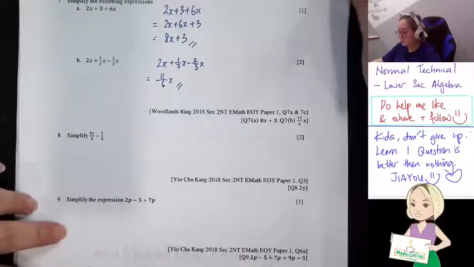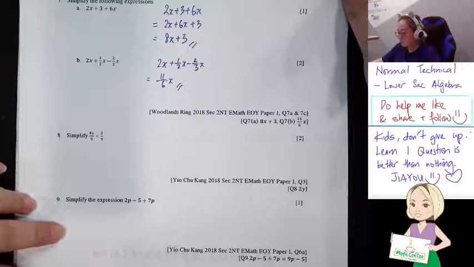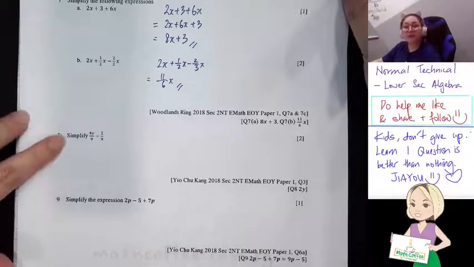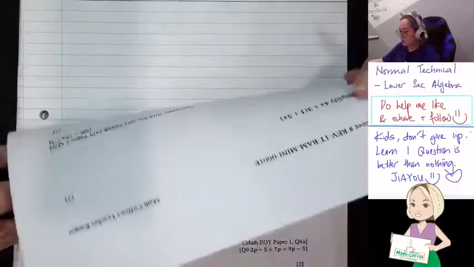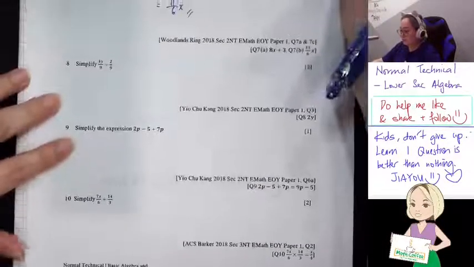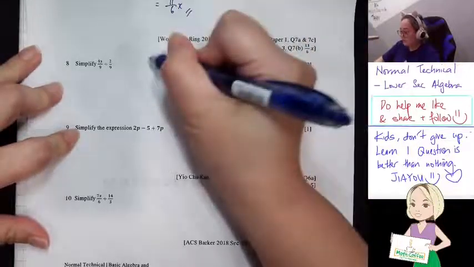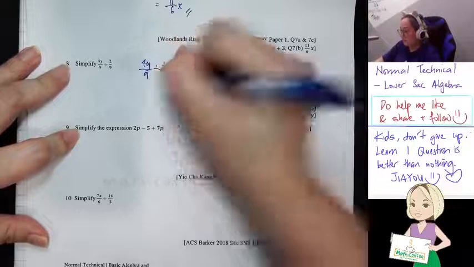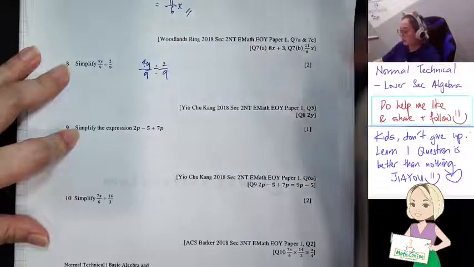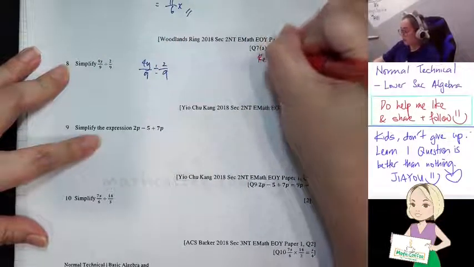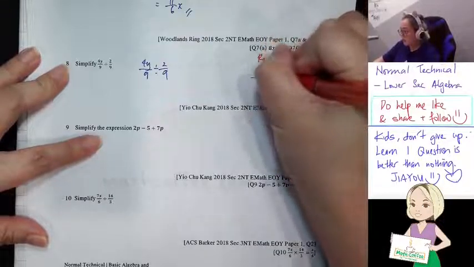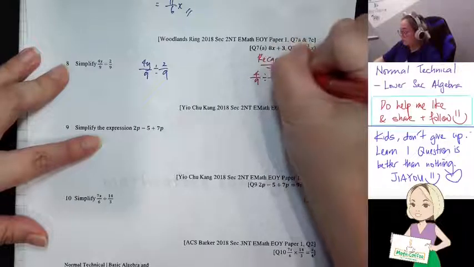Okay. Number 8 is the second one flip over. Yes, actually it's similar to normal fractions. So I'll come to this part. Okay, now let's take a look at this part. They said 4y over 9 divided by 2 over 9. So let me recall and recap about primary school fraction. Recap. So let's say in primary school, we have 4 over 9 divided by 2 over 9.